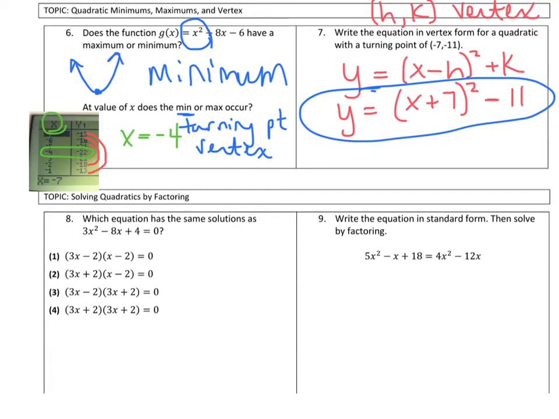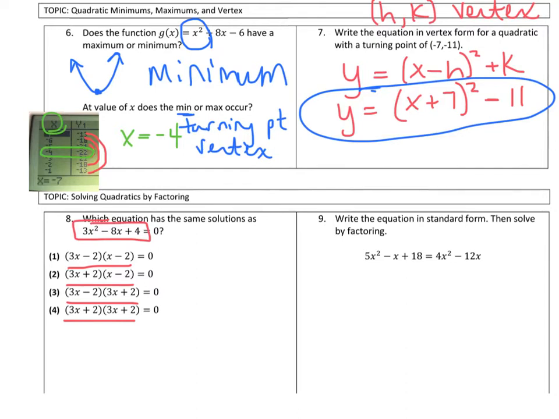Okay, number 8. Which equation has the same solution as 3x squared minus 8x plus 4 equals 0? There are a couple of different ways that you can approach this question. Because this is multiple choice, I'm going to give you a strategy that I think would be the easiest. Basically, it's asking which of these factored forms is the same as this equation right here. We know it will have the same solutions when it crosses the x-axis at the same place.